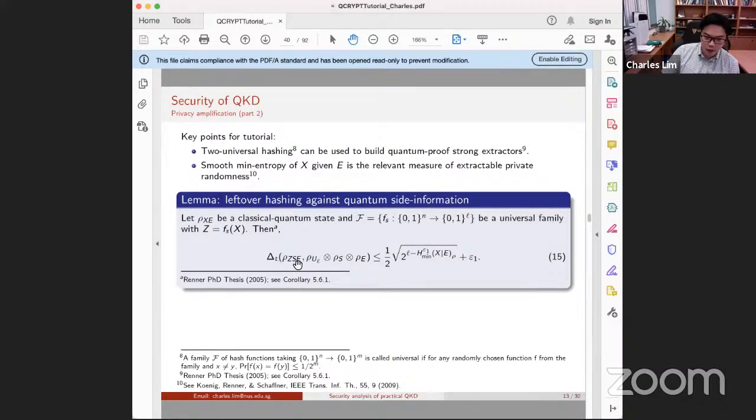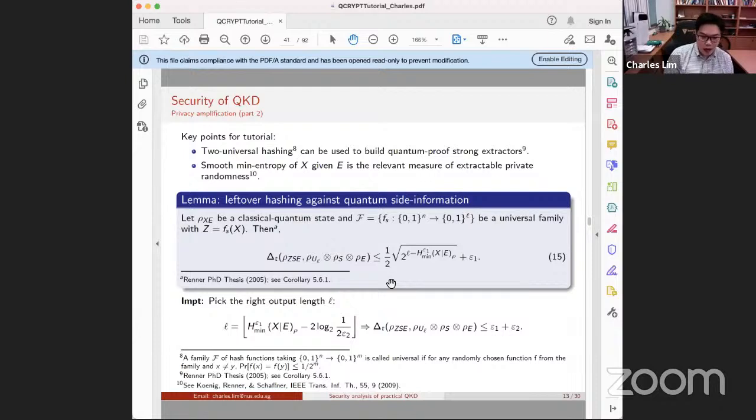So if you were to apply this extractor onto your weakly random source, this is the guarantee that you will have, right? And what this means is that you have to pick the correct output length, because this is the condition that you have to fulfill based on this lemma. By choosing the right length, as you could see on the left-hand side of the slide, this will naturally guarantee that your secrecy is upper bounded by epsilon 1 plus epsilon 2, where epsilon 1 is due to the smoothing and epsilon 2 is due to the entropy loss of the extractor, right? So this is how one would usually pick how many bits you should generate in a QKD system. You typically have to follow your analysis like this.